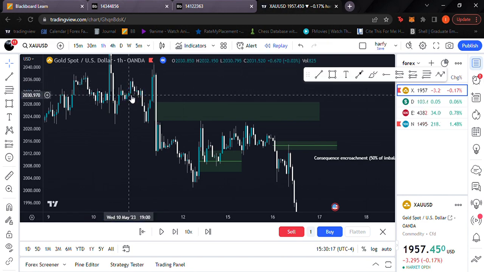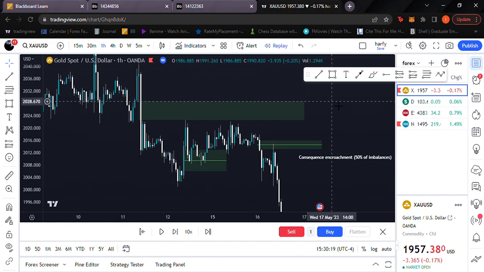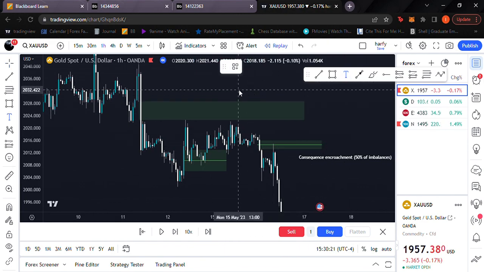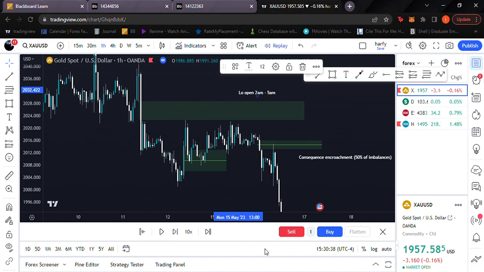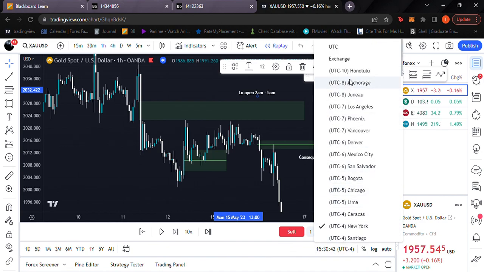In relation to time, you want to be trading, depending on what you're trading, London Open, which is 2 a.m. to 5 a.m. New York time. If you go into your charts, go to the bottom right corner of TradingView, you can see here it says UTC. Just click that and scroll all the way down until you find New York, which is UTC-4.